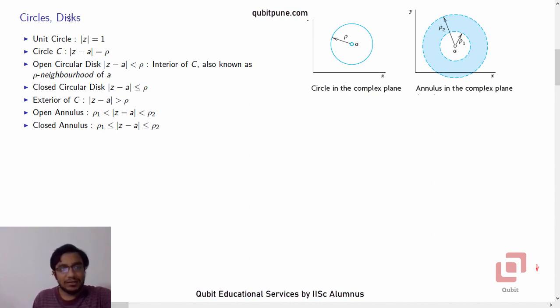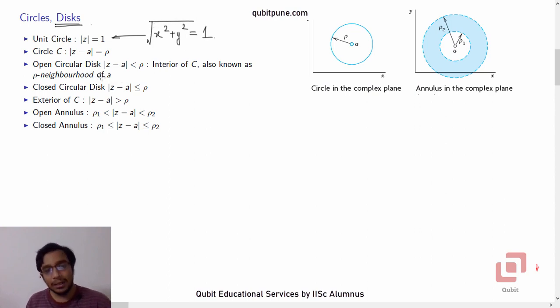We'll first talk about circles and disks. We'll start with the unit circle. Now all of us know that the equation of the unit circle is x squared plus y squared equal to 1. And if we are in the complex plane, x squared plus y squared represents the square of the modulus of the complex number z. So the equation of the unit circle in the complex plane is mod of z equal to 1. Basically we need to take the square root.